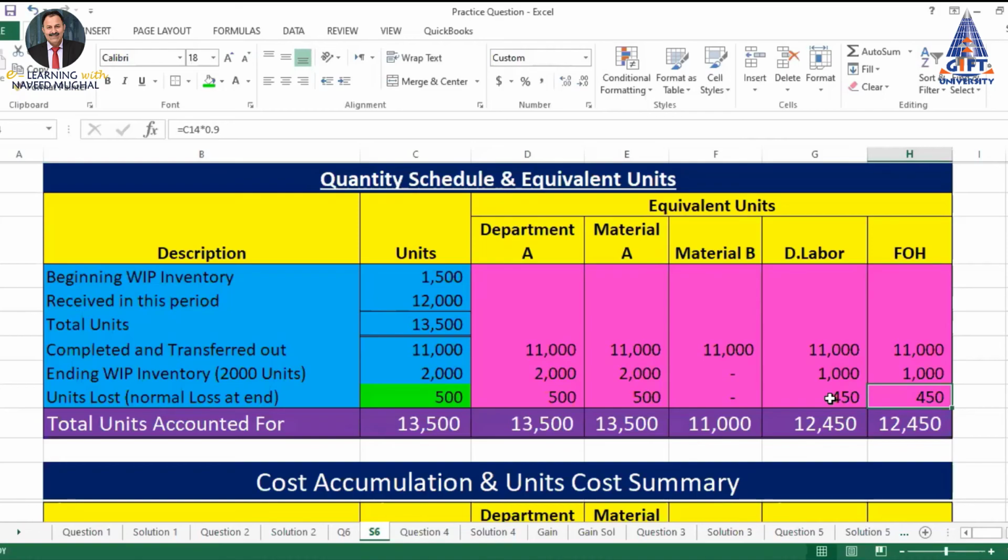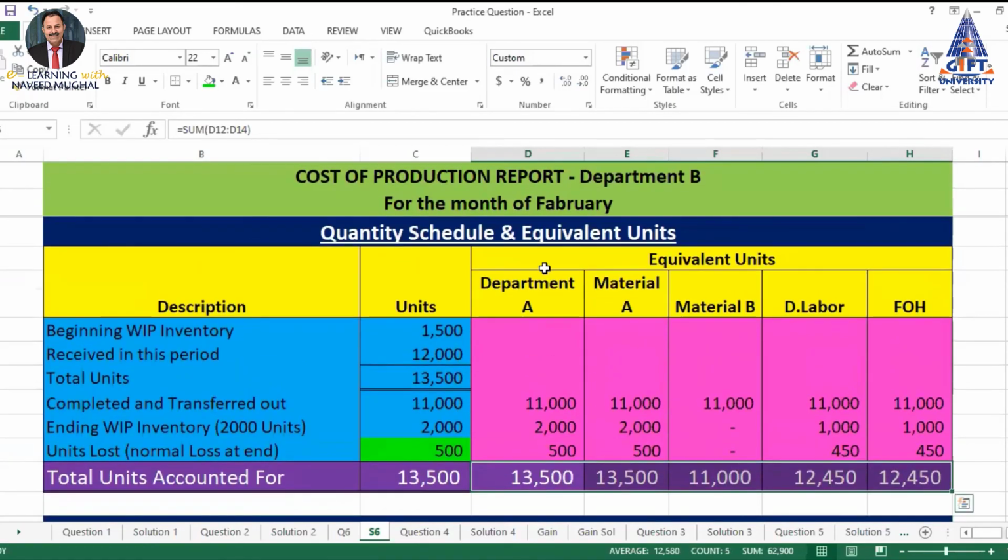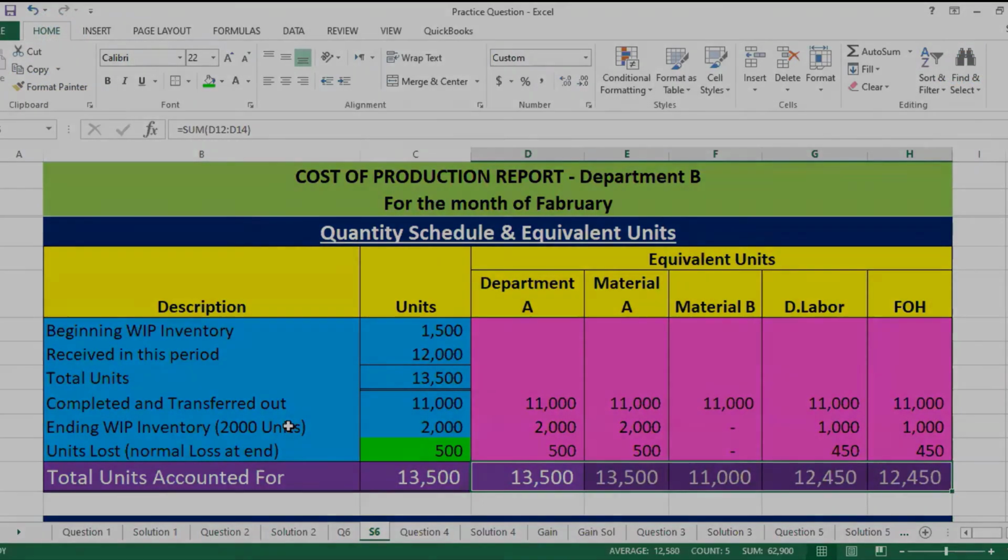Okay, total equivalent units are 13,500, 13,500, 11,000, 12,450, and 12,450. In this way we can calculate equivalent units in a situation when normal loss is at the end of the process.